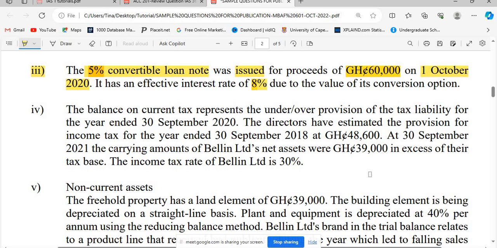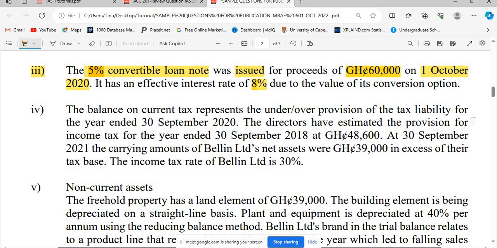The balance on current tax represents the under or over provision of the tax liability for the year ended 30th September 2020. The directors have estimated a provision for income tax for the year ended 30th September 2018 at 48,600. At 30th September 2021, the carrying amount of Berlin Limited's net assets was 39,000 in excess of their tax base. The income tax rate of Berlin Limited is 30%. Okay, thank you very much.